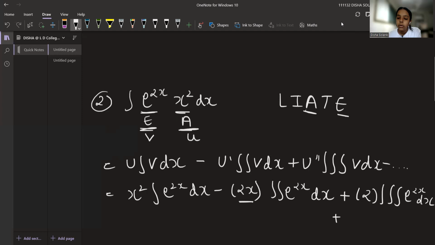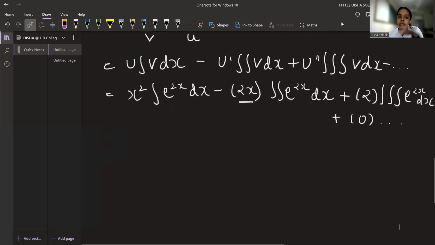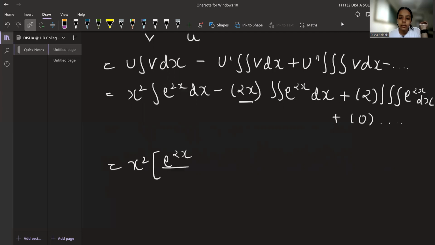Now for 2, the derivative of 2 is 0. So here our series ends. We will proceed further. x square as it is, integration of e power 2x is e power 2x upon 2, minus 2x as it is, then integration of e power 2x and double integration of e power 2x, that is e power 2x upon 2 into 2.